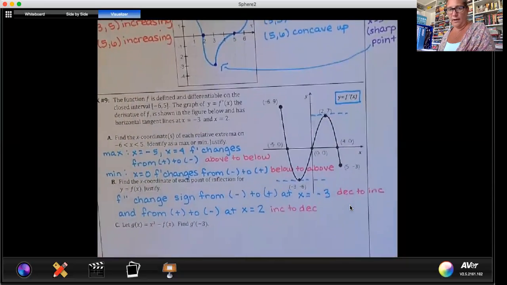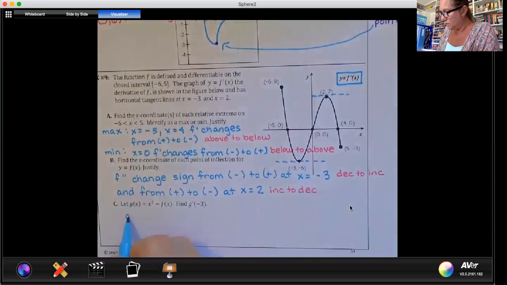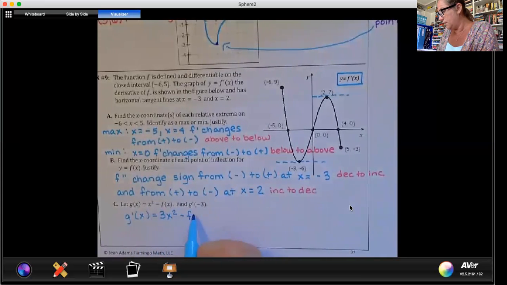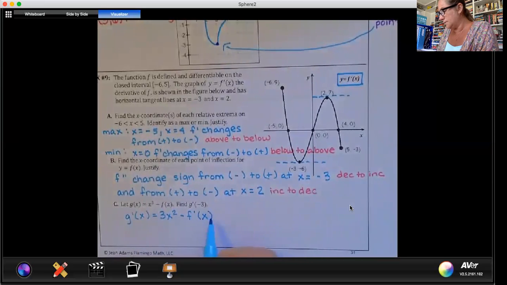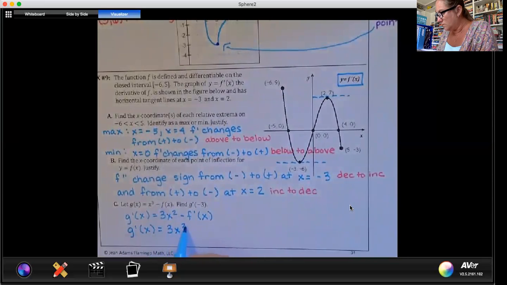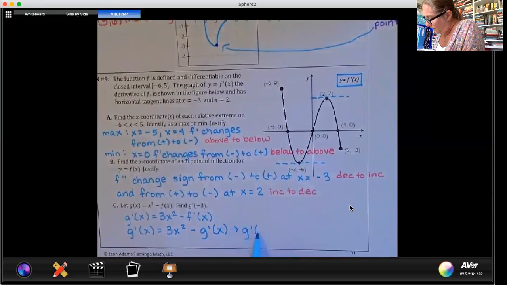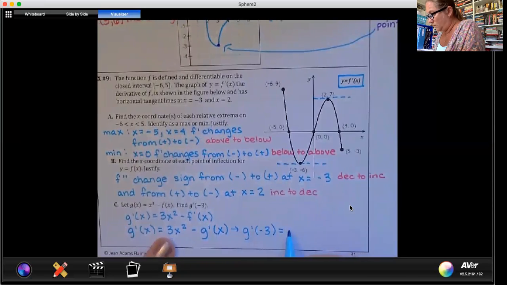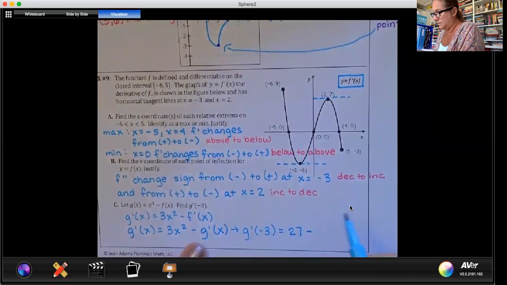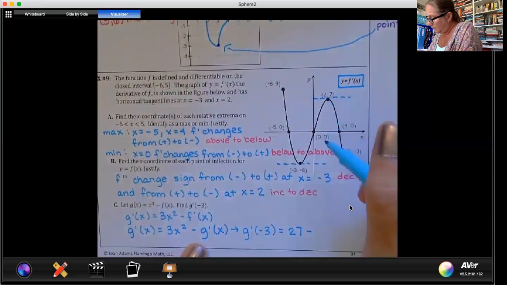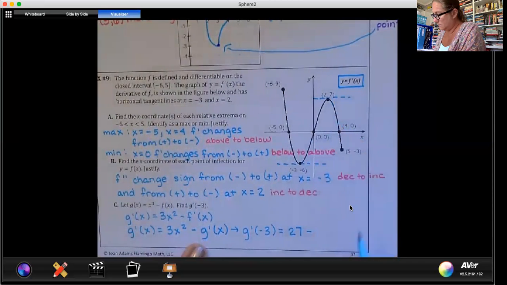So find g prime of -3. G prime of x is 3x squared minus f prime of x. So g prime of -3 equals 27 minus, all right, f prime of -3 is -6, and that's 33.